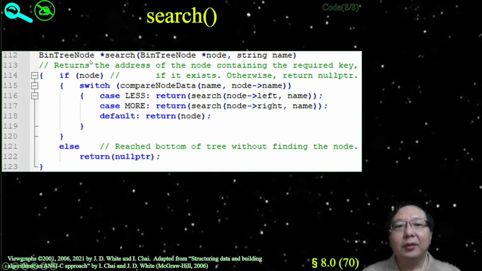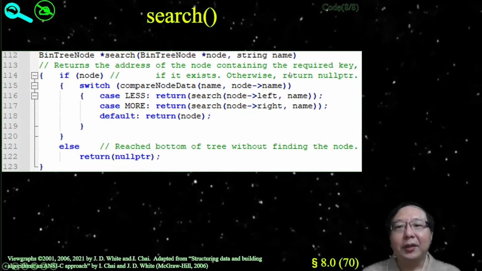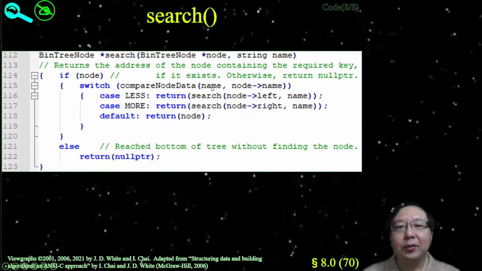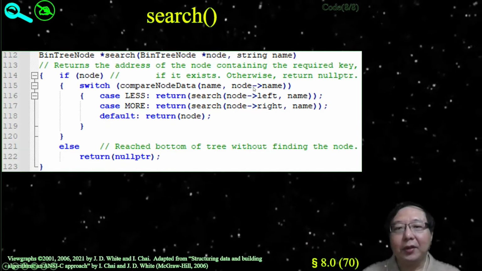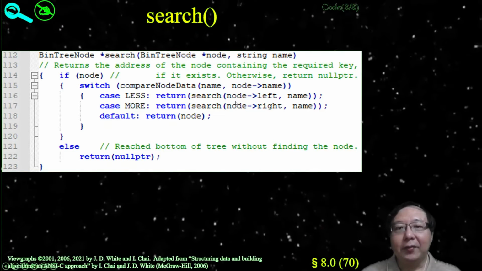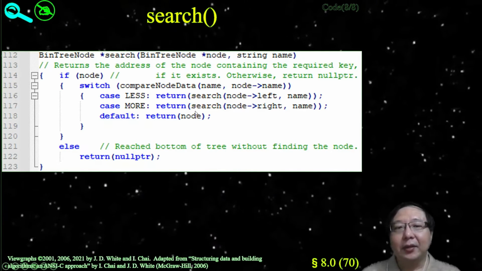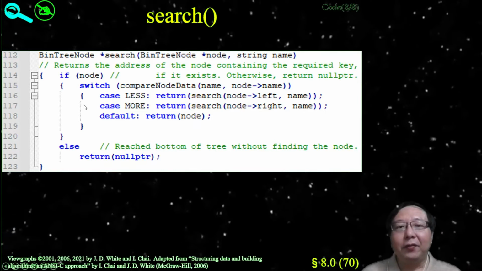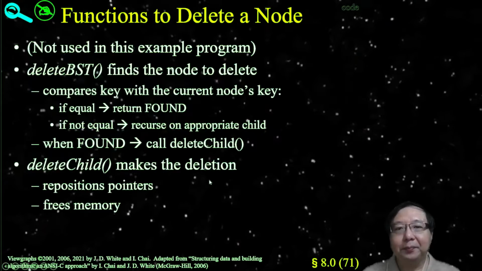And this is the search. You return the address of the node containing the required key if it exists. Otherwise, it returns a null pointer. So what we do is we check to see: is the name we're looking for the same as the current node's name? If it's less, then we search to the left. If it's more, then we search to the right. If it's the same, then we return the current node. If we've gone through all and we haven't found it, then we return a null pointer.